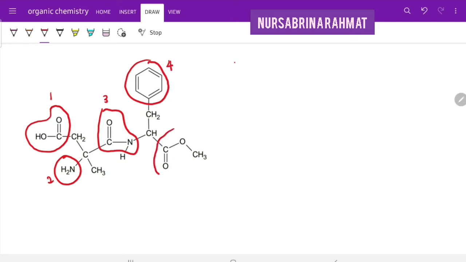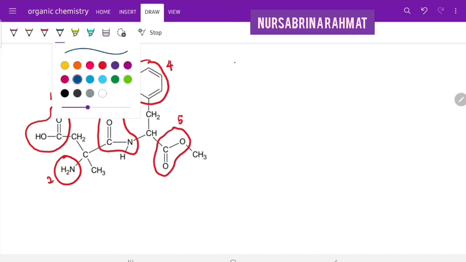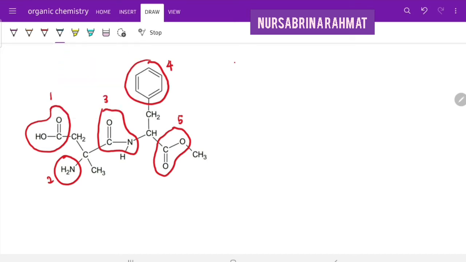So we have here C double bond O, attached directly to another oxygen atom, single bond. So this one looks like in the ester compound. So this is your fifth functional group. Okay, so let's name it. So the first one is C double bond OOH, just like in your carboxylic acid. So this one we call it as carboxyl.